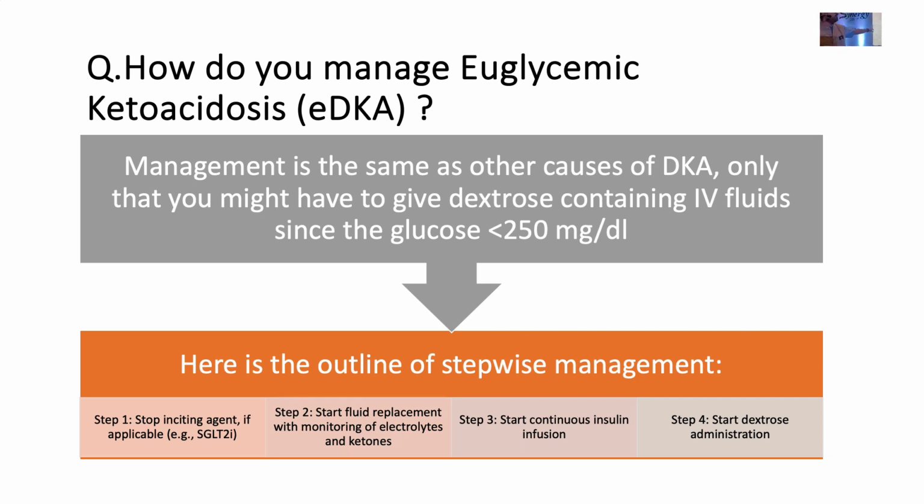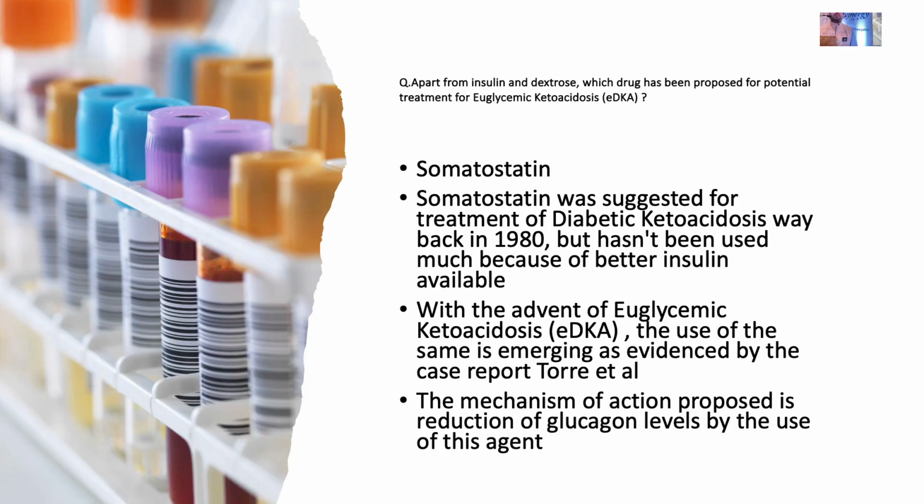Stop any inciting agent. If the patient is on an SGLT2 inhibitor, stop it. Start fluid replacement, electrolytes, ketone monitoring, continuous insulin infusion, and dextrose infusion if the patient has glucose less than 250. So this is something you have to be careful about. Sometimes what happens is the effect of SGLT2 starts wearing off and the blood glucose can start rising, so you have to be careful and switch the IV fluid depending on the situation.